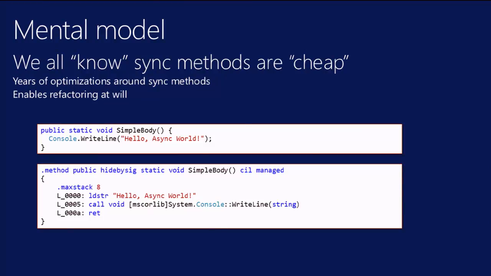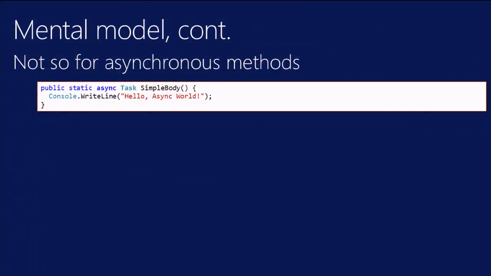And so you see a very simple mapping, right, from the code that you wrote to the IL, and it's going to go down and be really optimized inside the CLR. You're going to get a super fast implementation there. Now, for async methods, the story is a little bit different.